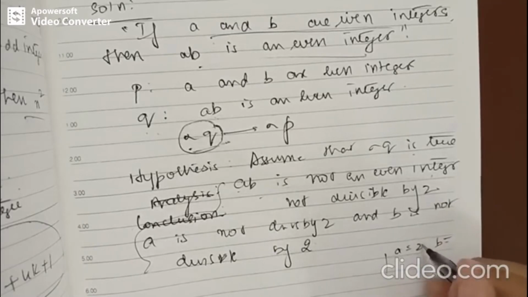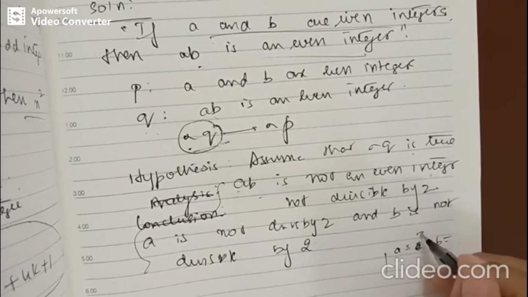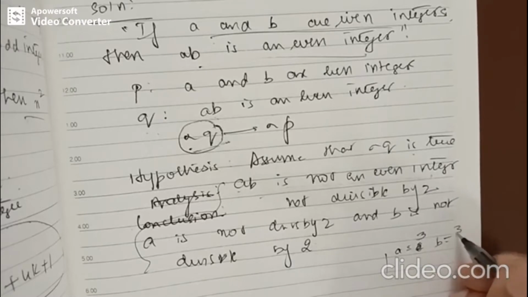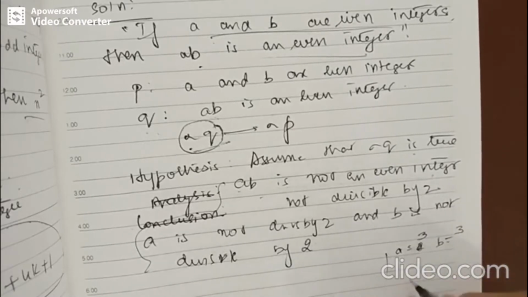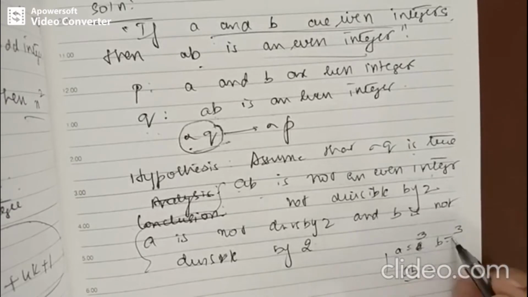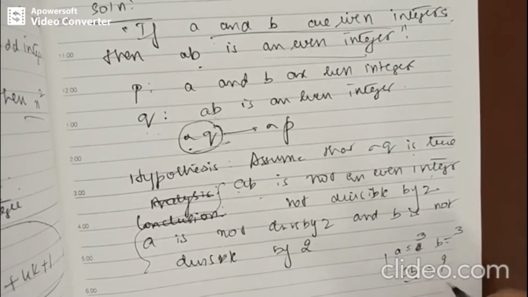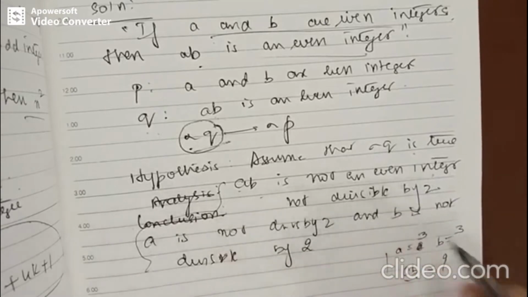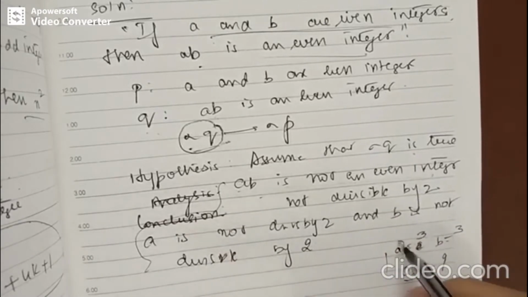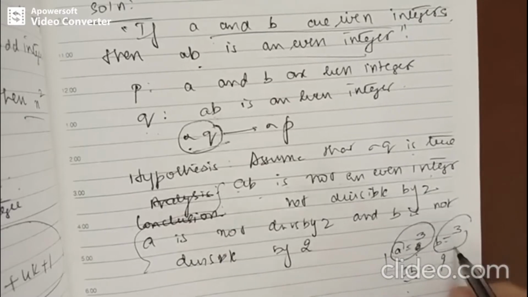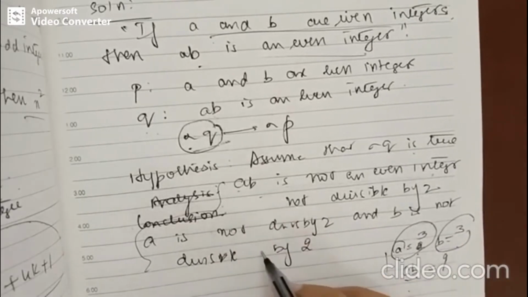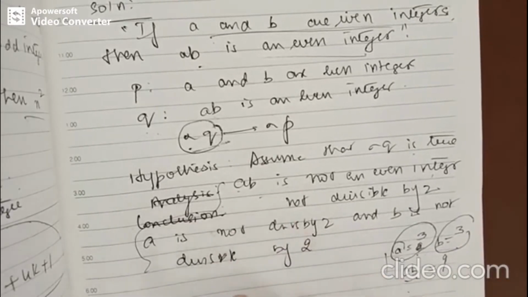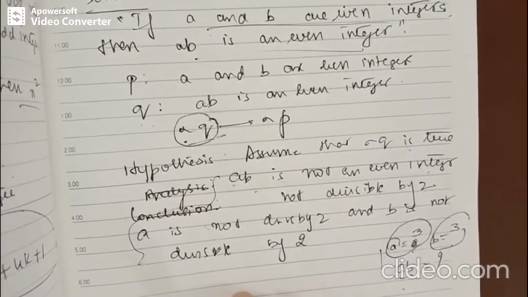So I will take some numbers apart from 2. I will take A as 3 and B as 3. Now AB, just multiply this, 3 into 3, is 9. Is it an even integer? No, it's not an even integer. Is A divisible by 2? No. B is not divisible by 2, right? So this is how we can cross verify.